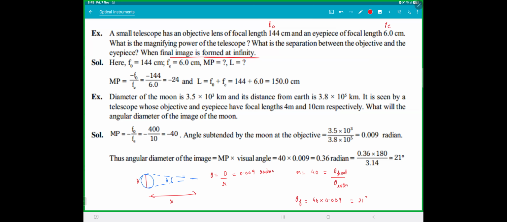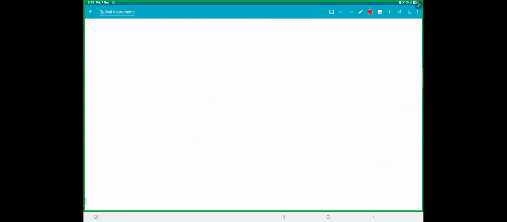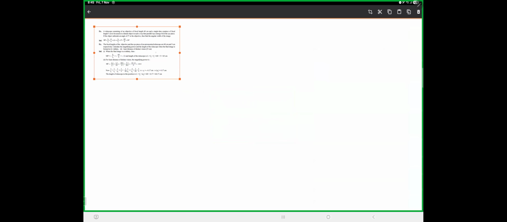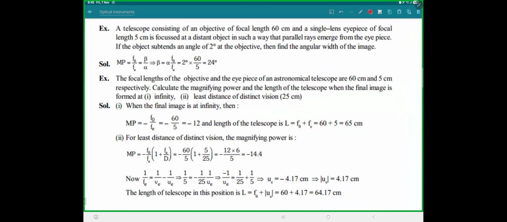Again, if you see here, the alpha beta angle is not small, but approximately we take tan beta as beta only. There is no other way out. Let's see one more. Have a look at this too.